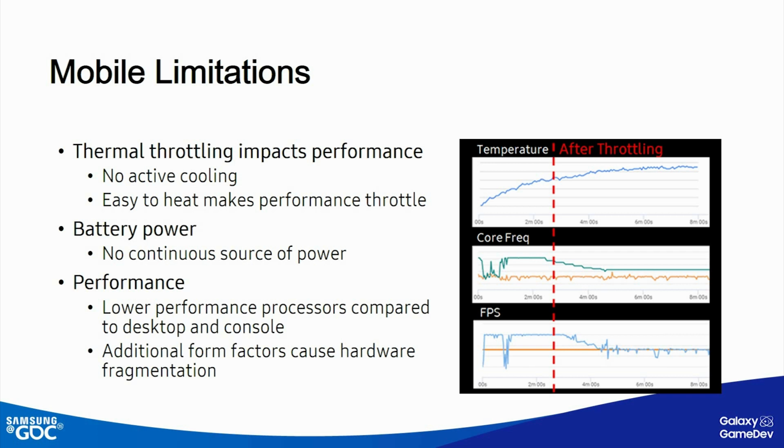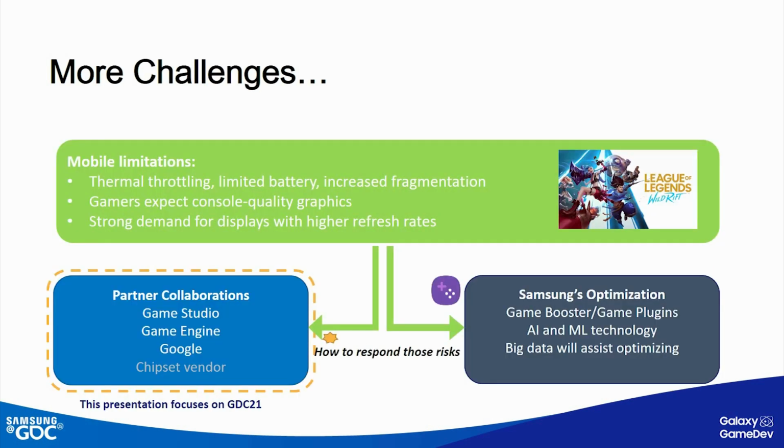Battery power is another limitation of mobile form factors. Without a continuous source of power, we have to consider the power consumption and the effect that this will have on the user experience. Whilst mobile computing power has come a long way in recent years, it is still a long way behind the likes of desktop PC and consoles. There are further challenges when developing content for mobile. We are also seeing more games pushing towards console-like experiences which demand higher frequencies and much better visual effects.